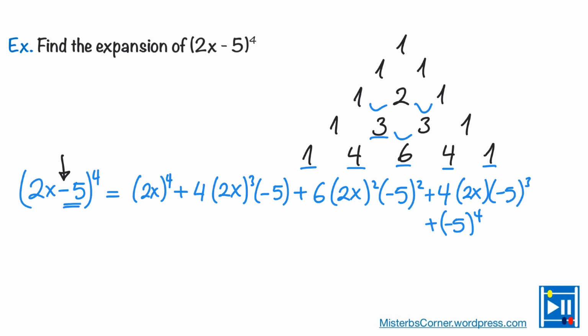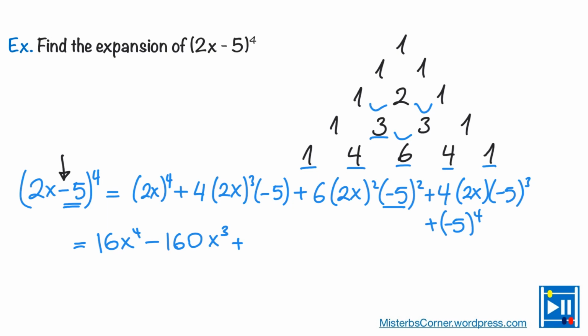Now let's simplify this. So 2 to the power of 4 is 16, so it's going to be 16x to the power of 4 plus 2 to the power of 3 is 8. 8 times 4 is 32. 32 times 5 is 160. But just because that's minus 5 here, actually my sign will be minus here. So it's going to be 160x cubed. Now, just because it's minus 5 squared, there won't be any minus sign.